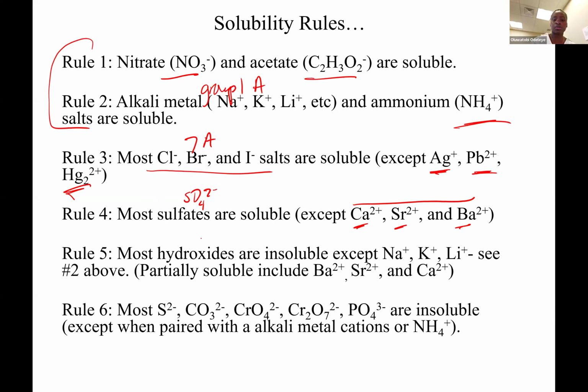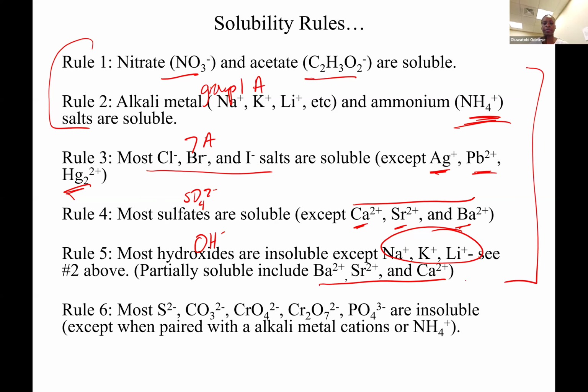Okay. Most hydroxides, OH minus, are insoluble with the exception of group 1, rule 1, and ammonium. So ammonium hydroxide is actually soluble. You do have partially soluble hydroxides. You're not responsible for those, but you should know that barium, strontium, and calcium hydroxides are partially soluble. And then everything else is going to be soluble. So these rules are typically for your soluble stuff, a little bit of insoluble stuff. If you see anything else that doesn't fall under here, you can assume it's insoluble.